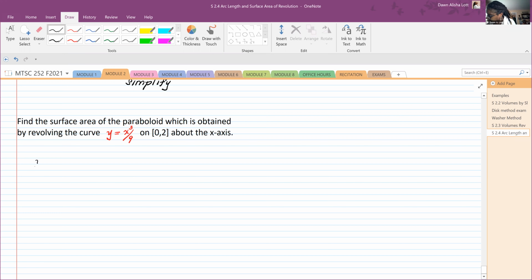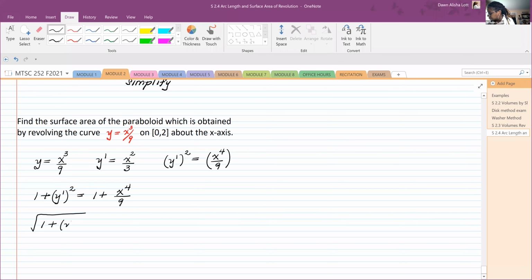All right, so y is equal to x cubed over 9, y prime. Then bring the 3 down so I get x squared over 3. This one works. So then y prime squared is equal to x to the 4th over 9. So therefore 1 plus y prime squared is 1 plus x to the 4th over 9. So then when I take the square root of that, I get the square root of 1 plus x to the 4th over 9.